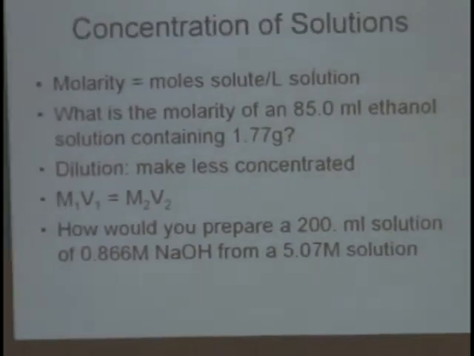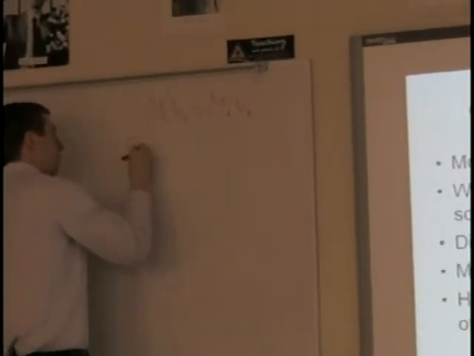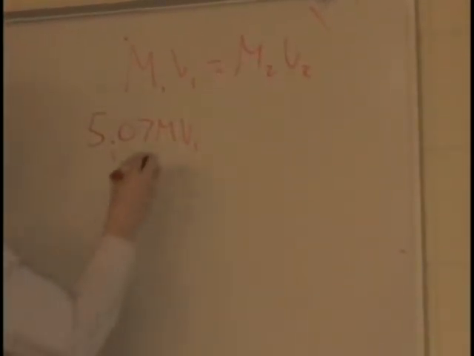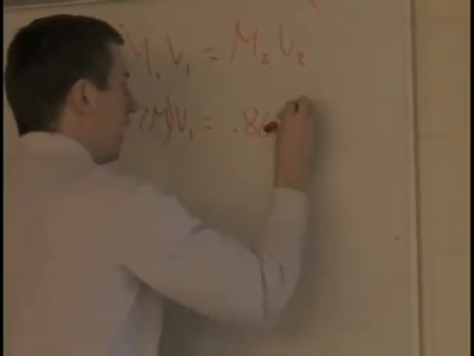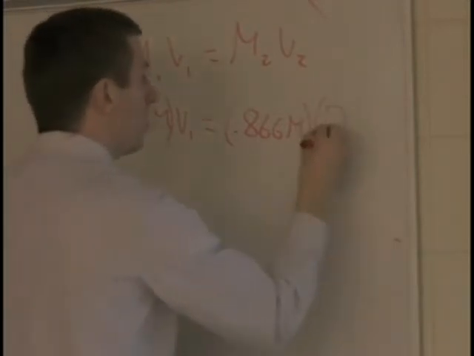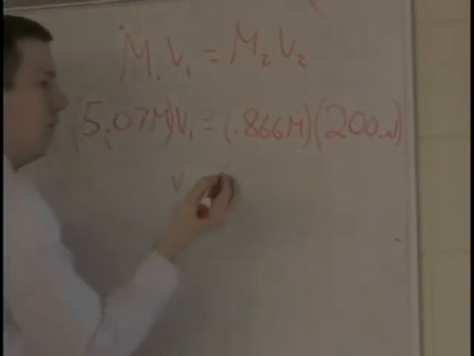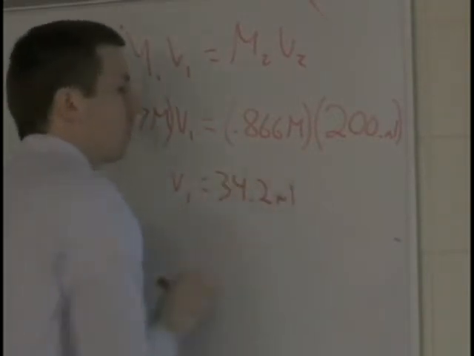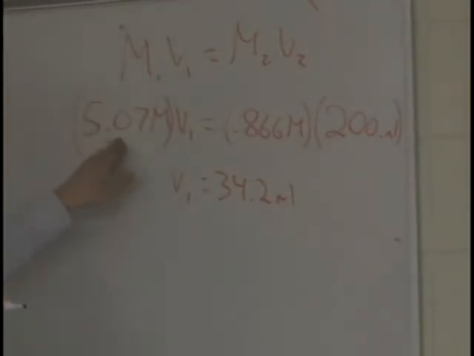If I start with M1V1 equals M2V2, my initial molarity is a 5.07. That's the potent stuff, the stuff that I want to water down. I want to figure out what the volume of that's going to be, so that's multiplied times V1. The M2 is what concentration do I want to make? The 0.866 molar. What is the volume? 200 milliliters. You could convert this to liters if you want to, but it doesn't matter. V1 in this case is going to equal 34.2 milliliters, which means if I wanted to make a 200 milliliter solution, 34.2 milliliters would be the concentrated stuff. Add water to get it up to the appropriate volume.